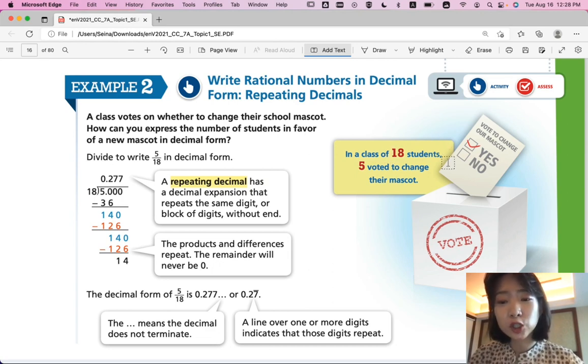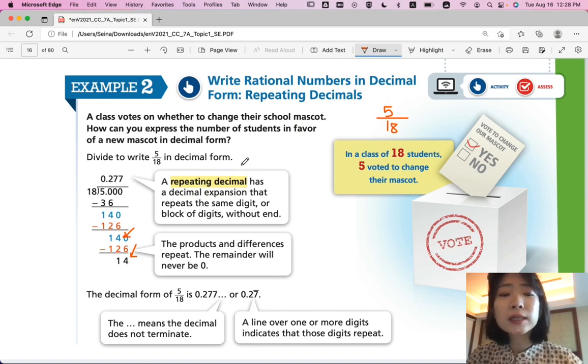So in a class of 18 students, 5 voted to change their mascot. So we're going to have a fraction of 5 out of the whole 18 students. Okay, so write this in a decimal form. When we divide 5 by 18, we have 0.277, and then we'll notice that we get the exact same remainder every time, 14 and 14, and you're going to keep getting 14 as a remainder, and you're going to keep saying 7. You're going to keep multiplying 18 by 7, right? So that's a repeating decimal.